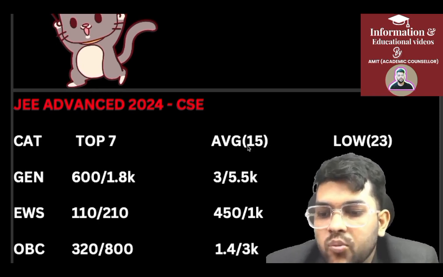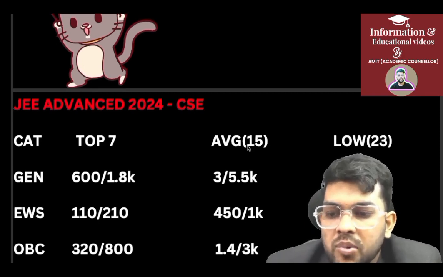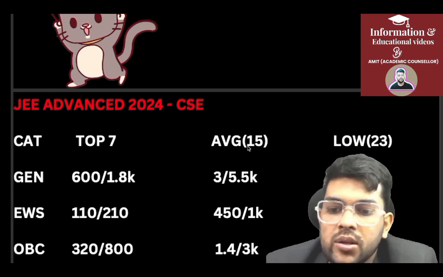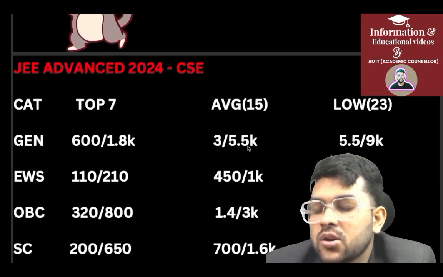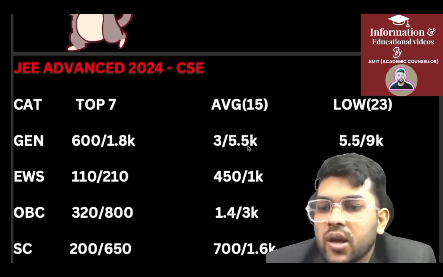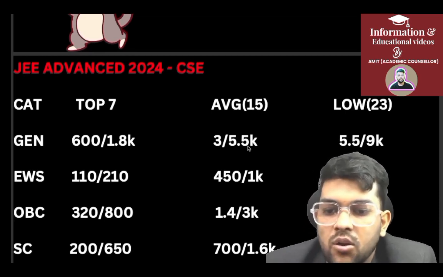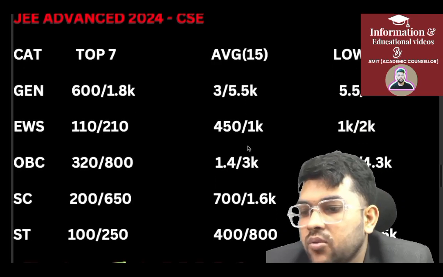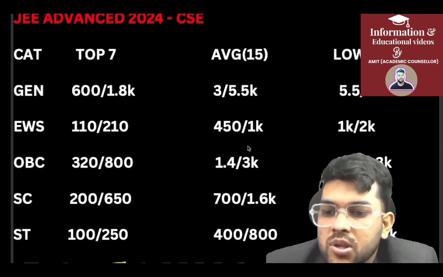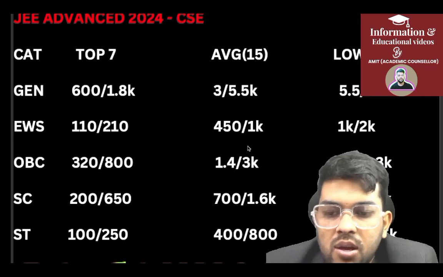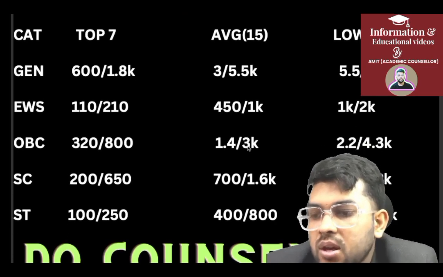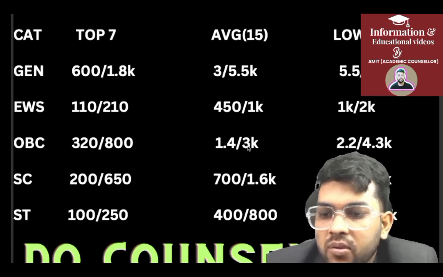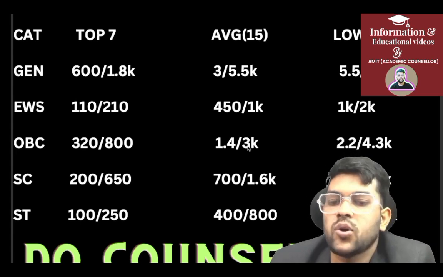For average, 450 and 1,000, it is for average 15 IIT, male and female. Lower 23, 1,000 and 2,000, this is for the CSE branch. For OBC, 320 and 800 for top 7, average 1.5 and 3,000, lower 2.2 and 4.3,000. For SC, 200 and 650 rank for top 7, average 700 and 1.6,000, lower 1.4 and 2.2,000. Now for ST, 100 and 250 rank for top 7, average 400 and 800 rank, and for lower IIT, 700 and 1.5,000 rank.